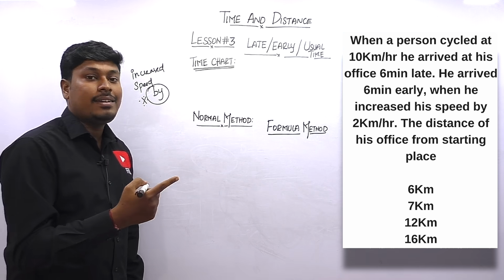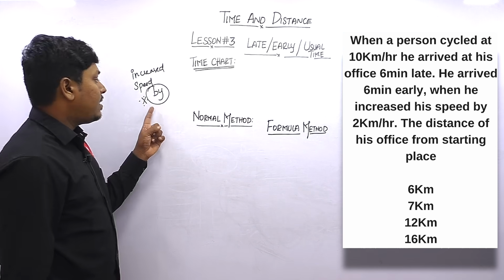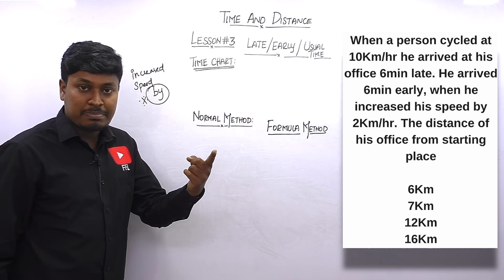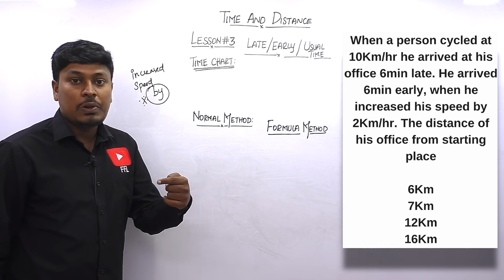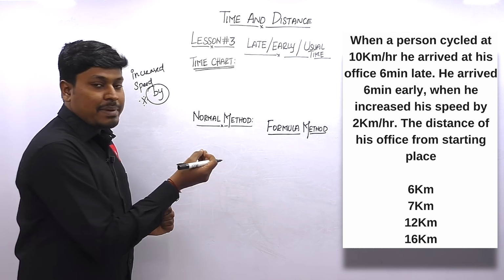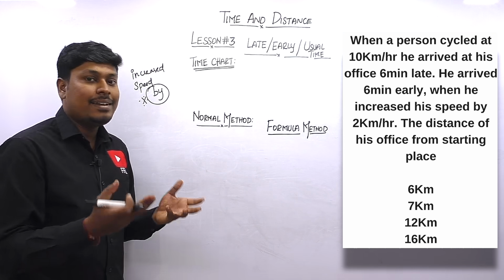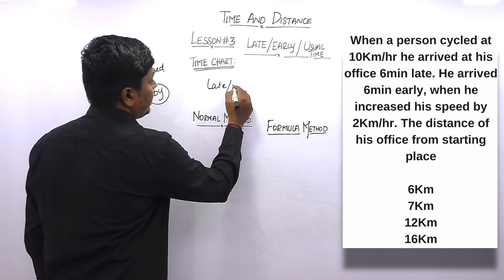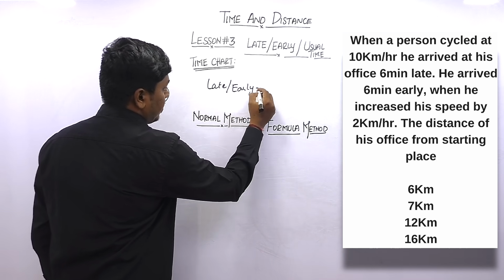So we directly took 10 kilometers per hour there, and here he is increasing the speed by 2 kilometers per hour. To the previous speed we have to add 2 for the second speed. Got it? This question is based on late and early, so again it is the late and early concept. If it is a late and early concept, you need to add both the timings.